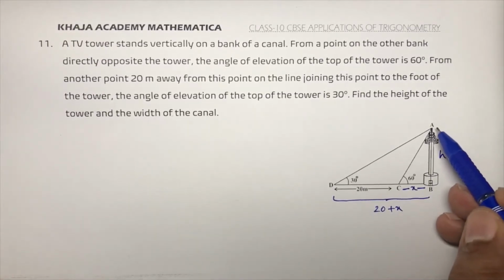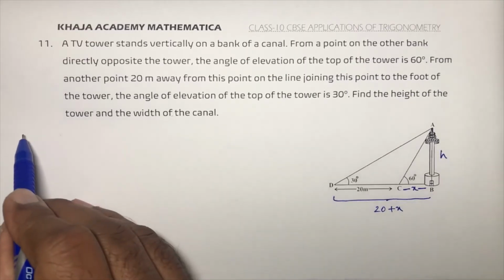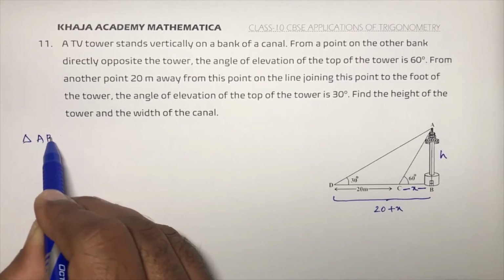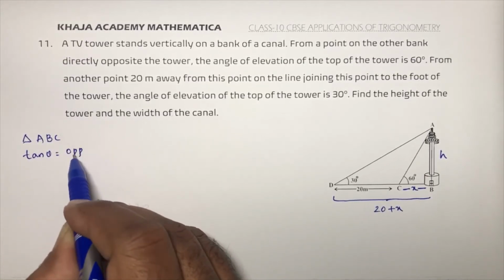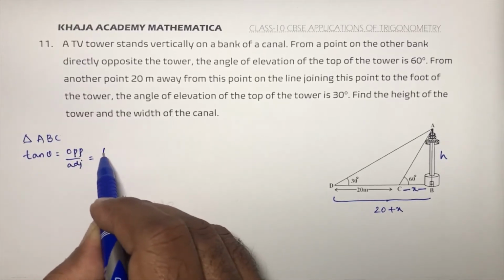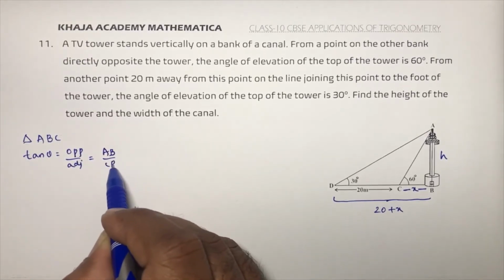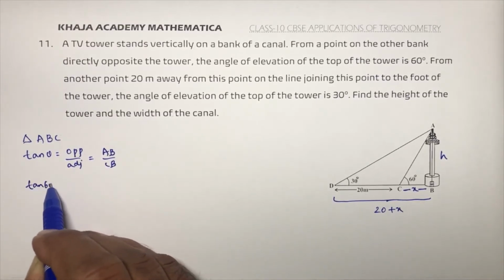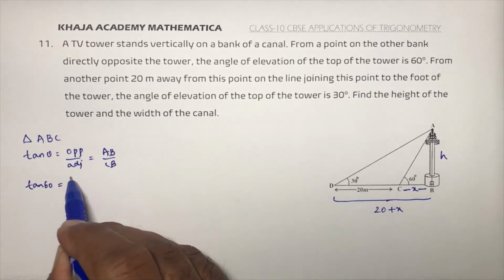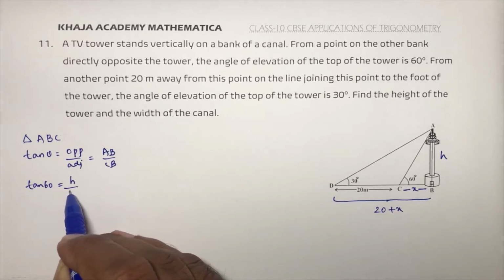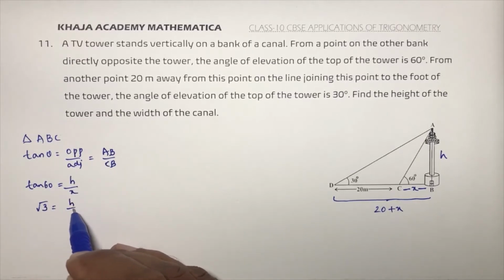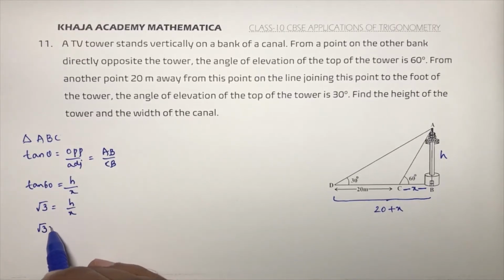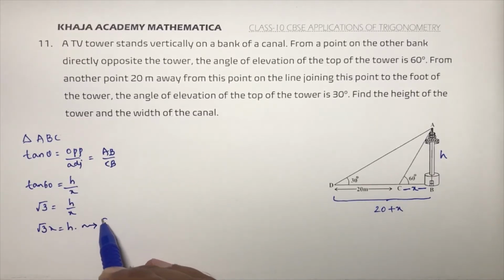So total DB will become 20 plus x. First I'll take the triangle ABC. Tan theta is opposite by adjacent, AB by CB. Tan 60, opposite is h, adjacent is x, CB is x. Tan 60 is root 3, which is h by x. Root 3x equals h. This you can mark as equation 1.